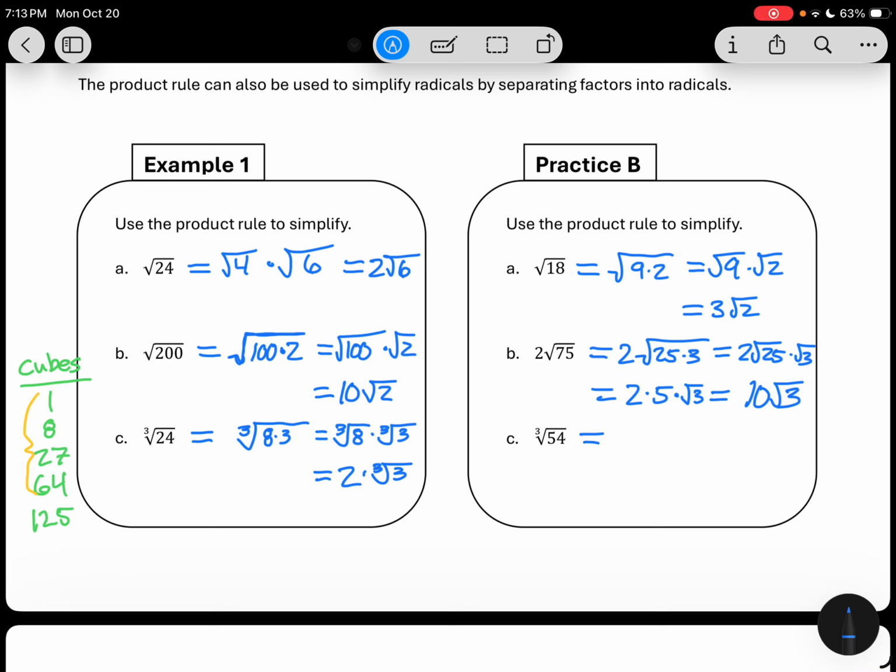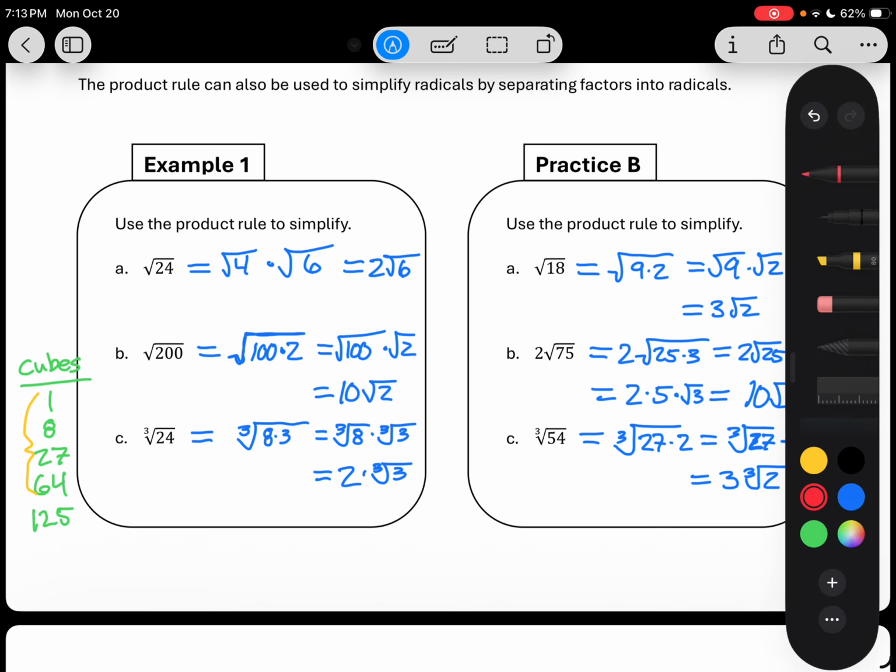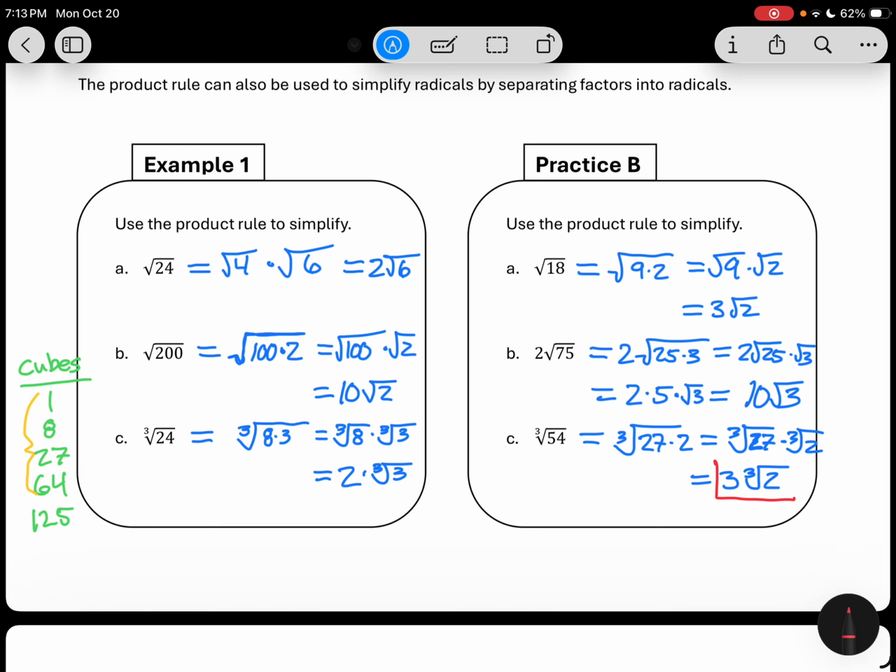And then 54, it's a cube root, and a factor of 54 that is a perfect cube is 27. It's 27 times 2. So we can split that up to be the cube root of 27 times the cube root of 2. Cube root of 27 is 3, and then we have the cube root of 2 that it's being multiplied by. So those should be our results and our answers for the practice problems and for that example 1.